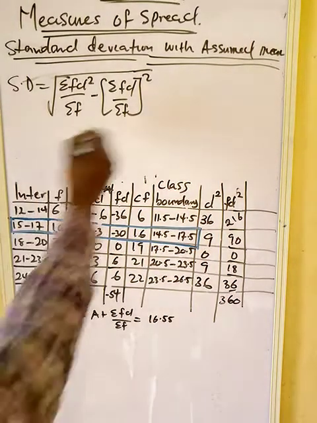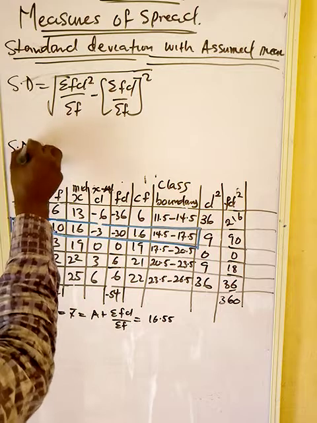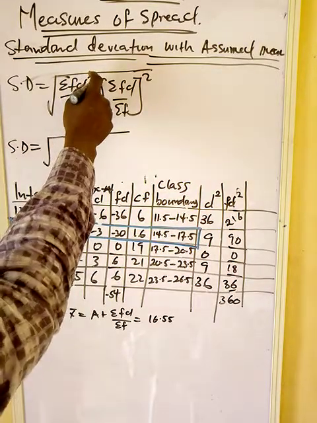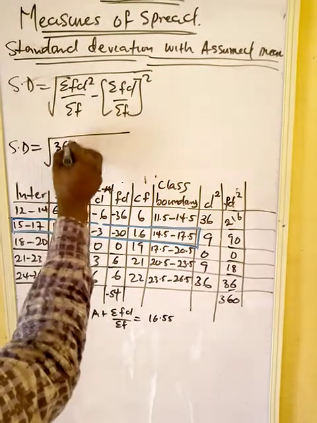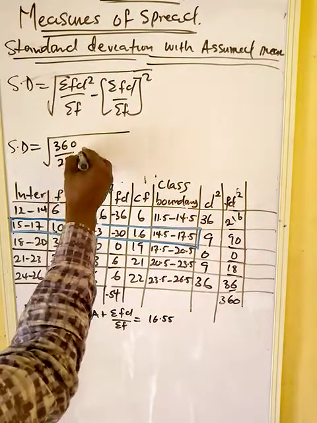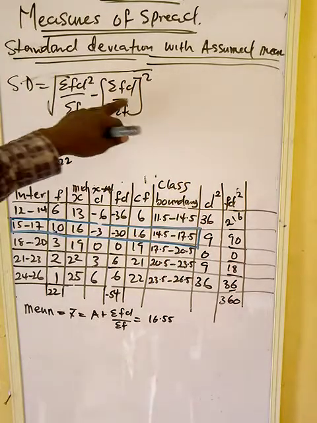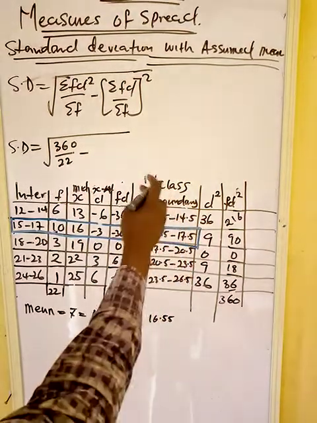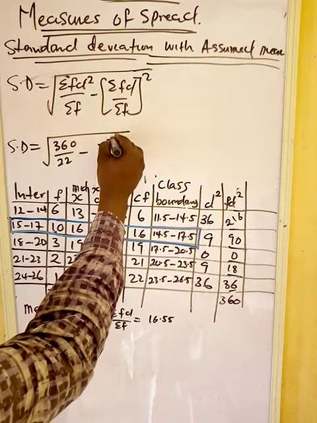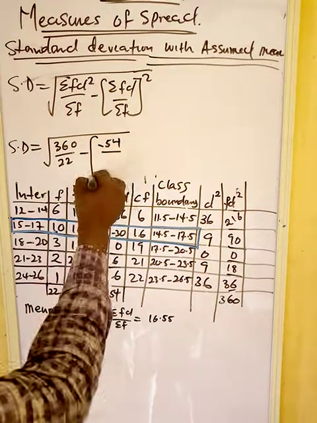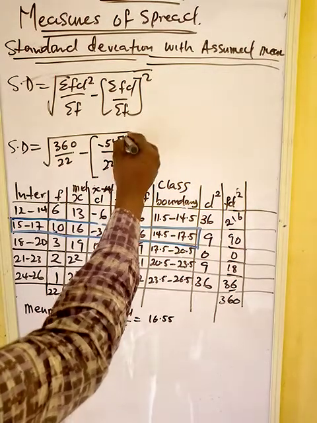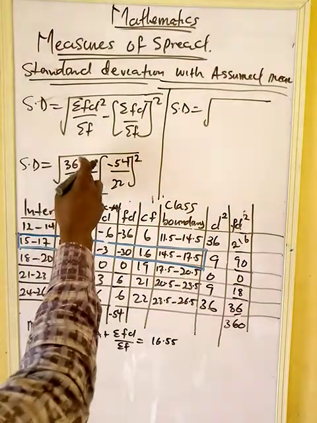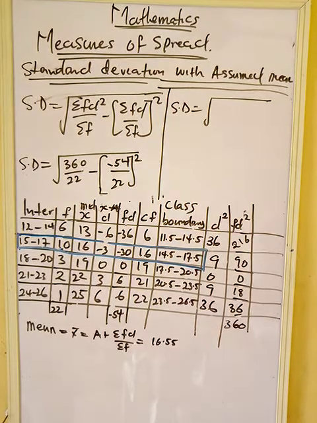Now to calculate the standard deviation, SD is equal to the root of summation fd squared, which is 360, over summation f, which is 22, minus summation fd, which we have already calculated as minus 54, over summation f, 22, all squared. So 360 divided by 22 will give us 16.36.